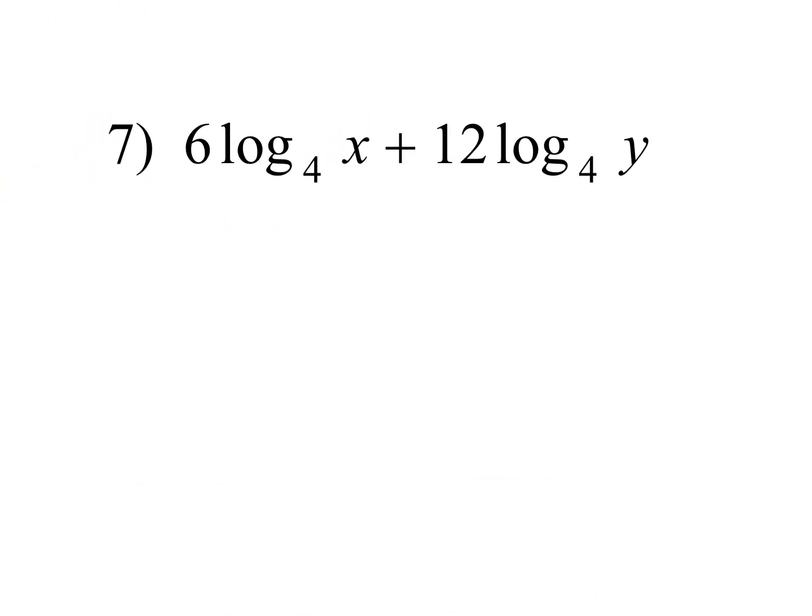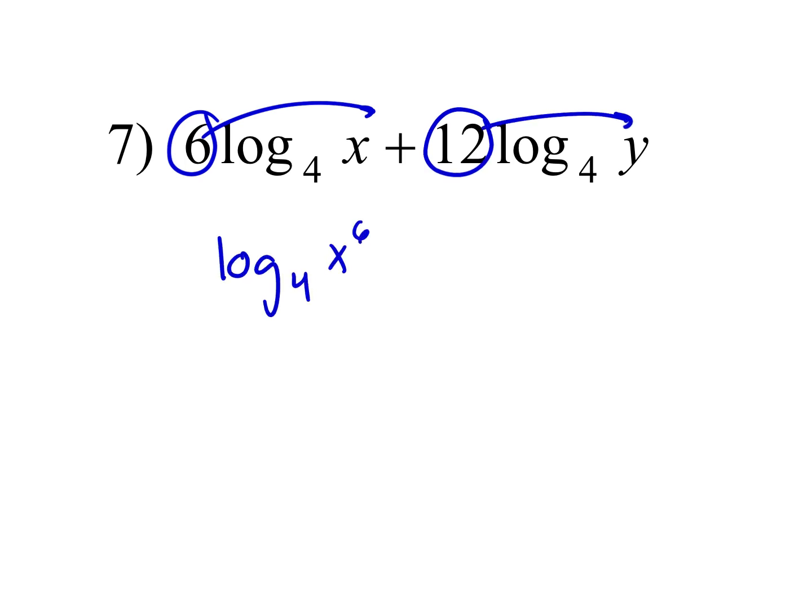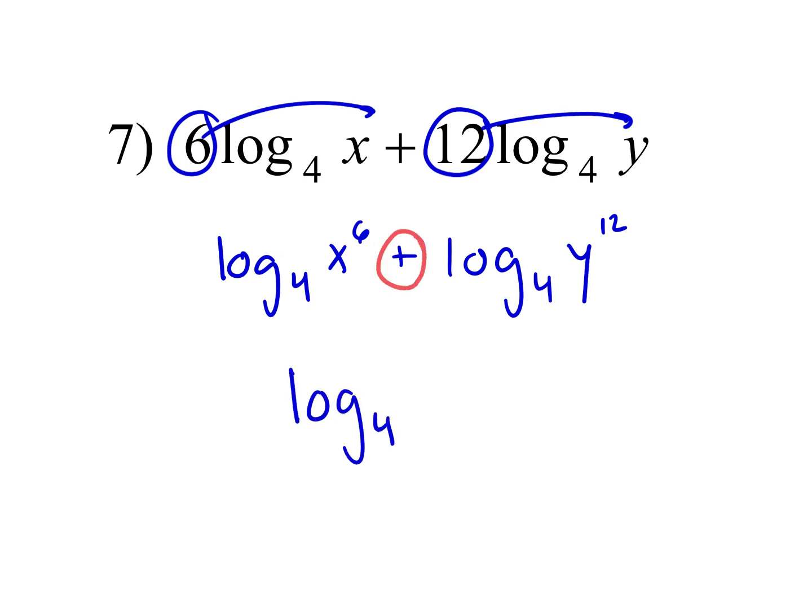All right, number 7. What should I do first? Move the 6 and move the 12. So log base 4 of x to the 6th power plus log base 4 of y to the 12th power. And then what goes with addition? Multiplication. So I keep the log base 4 the same. And then what comes next?